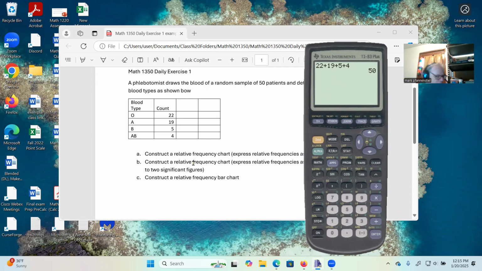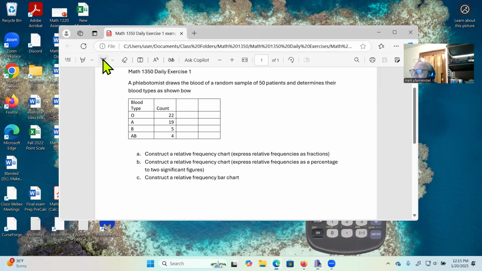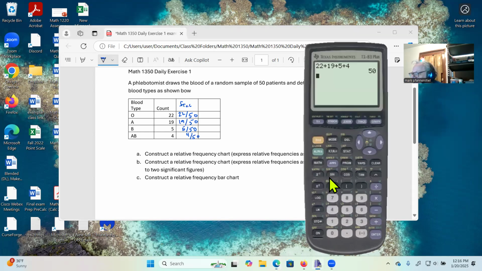Okay, the next thing I'm going to do is grab my little pad of paper. Not really paper, it's a contraption that lets me write on the board here. The next thing we want to do is express this as a fraction. We're going to say we have 22 over 50, 19 over 50, 5 over 50, and 4 over 50. That's figuring out a relative frequency. We're just taking the count for each category and dividing it by the total. That's all you're trying to do with this.